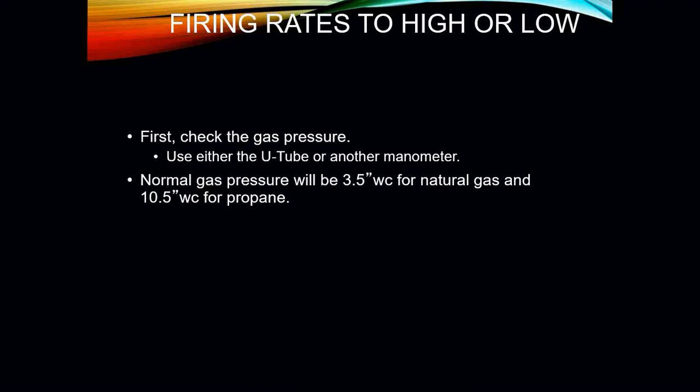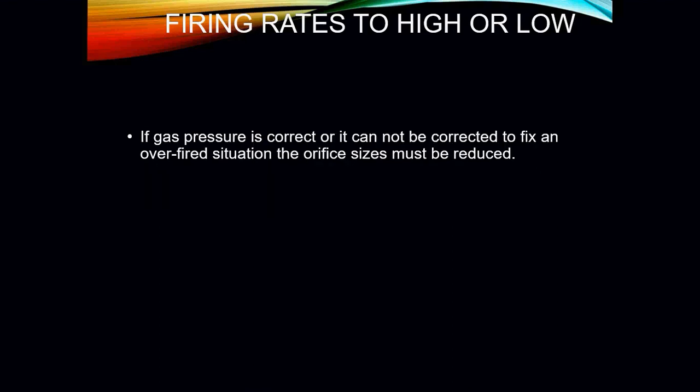When we are checking our firing rates, whether they're too high or too low, we are definitely going to be checking that gas pressure. We can use a U-tube manometer or some other type of manometer to check our gas pressure. Again, normally we're looking at 3.5 inches of water column for natural gas, and 10.5 to 11 inches of water column for propane.